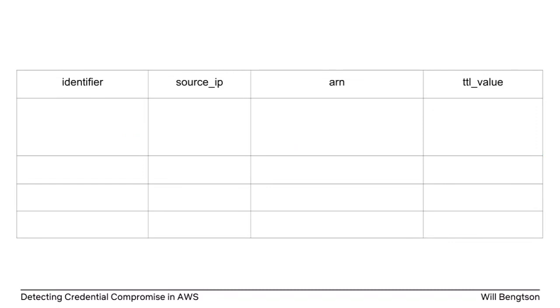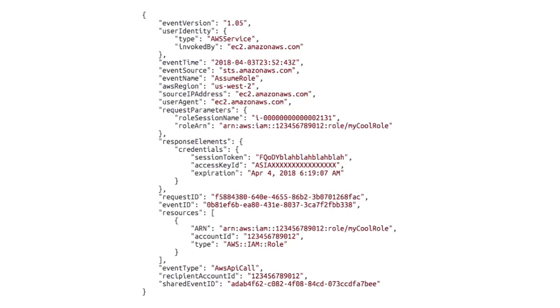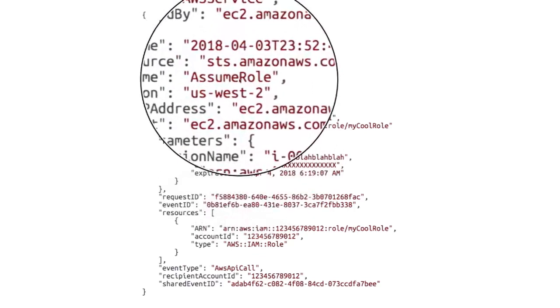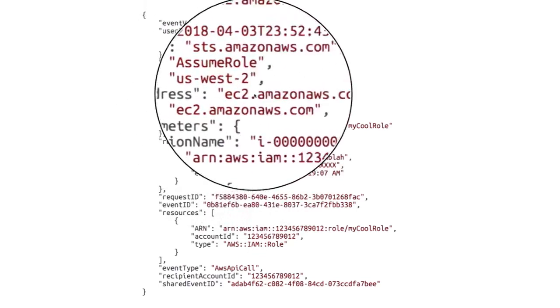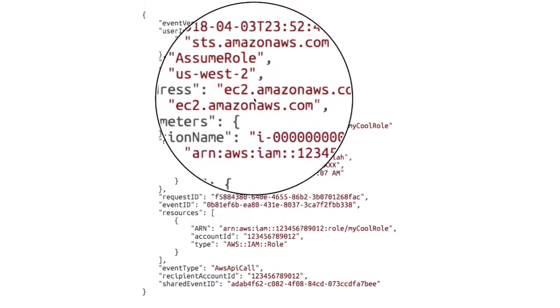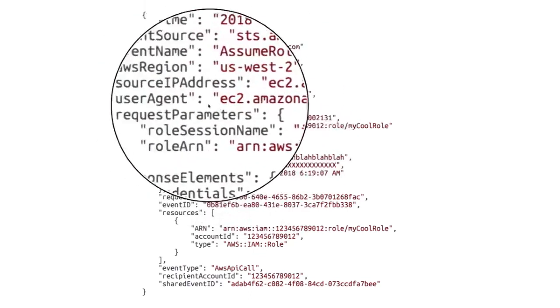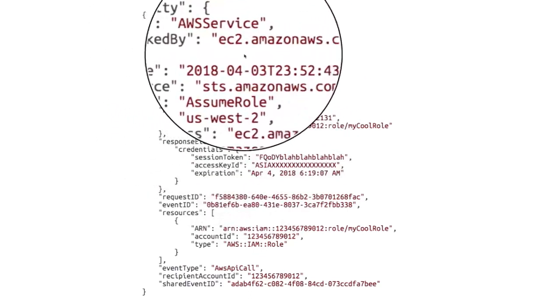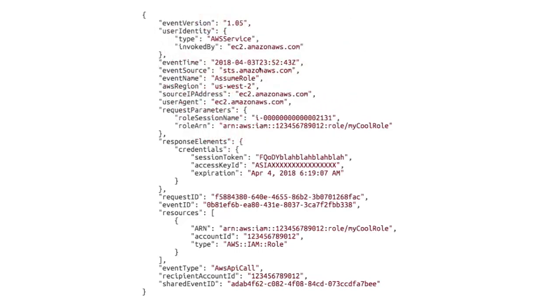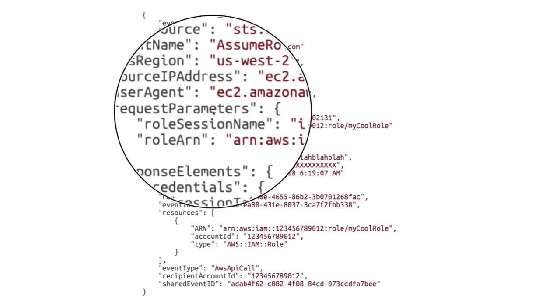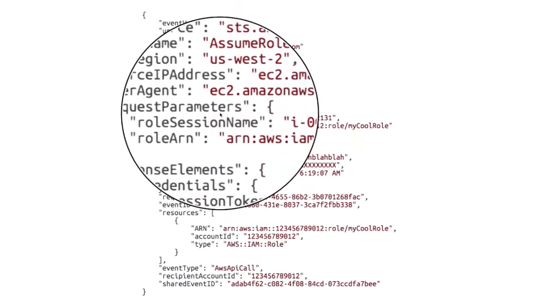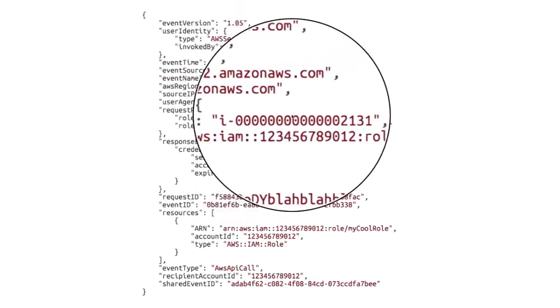So we can start with a table like this. We have an identifier, a source IP, the ARN that we're actually interested in, and then our TTL value. As we analyze CloudTrail, we're looking for that initial assume role call, which is from the event name, and the pieces that tip us off of that is source IP address is actually going to be registered as the service EC2. And user agent will be the same, as well as user identity is AWS service invoked by EC2 Amazon. So once we see that, we can actually go into request parameters, which Amazon EC2 service is very nice that when they actually create the temporary session, they're going to create it with an instance ID.